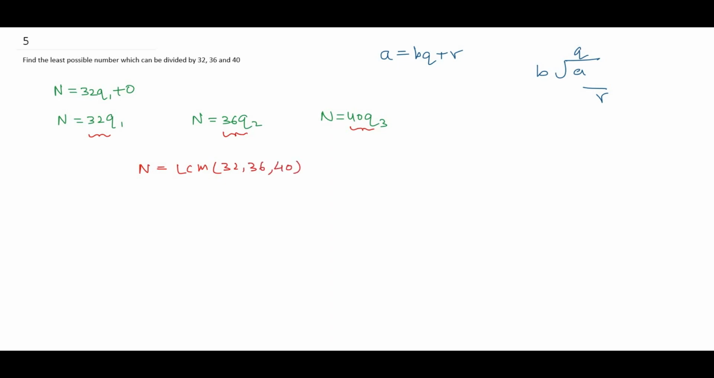Why LCM? Because we are asked about the least possible number. So which you will get 1440, right?